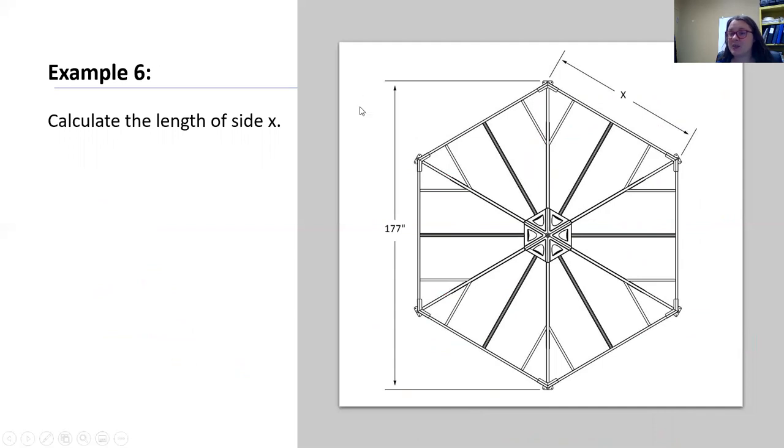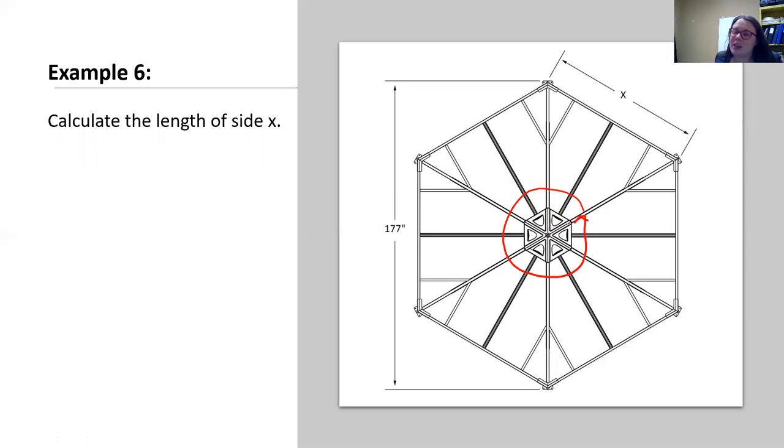Okay, so you have a gazebo floor plan. It's 177 inches across. I want to know what is length x. Now it looks like there's not enough information because if you look at this, you say, well, where is the angle? But I think you know enough information to find the angle. If I start here and I go all the way around in a circle, how many degrees have I gone? You've gone 360, full circle.